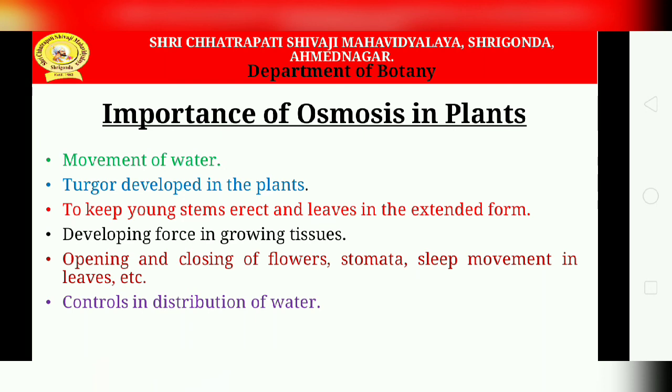It is also responsible for developing force in growing tissues, and it helps in the opening and closing of flowers, stomata, sleep movement in leaves, and so on. Last but not the least, it controls the distribution of water in the different parts of the plant. So these are some of the importance of osmosis in plants.